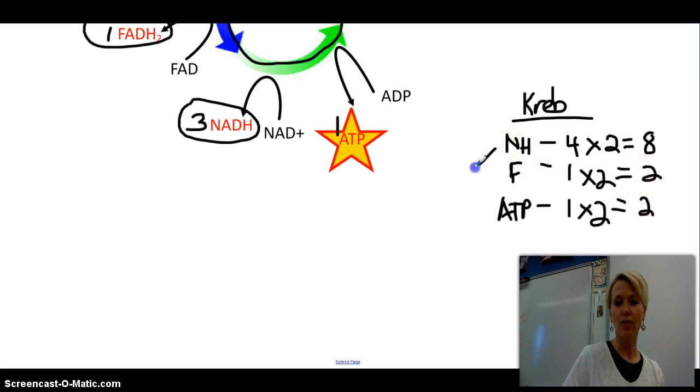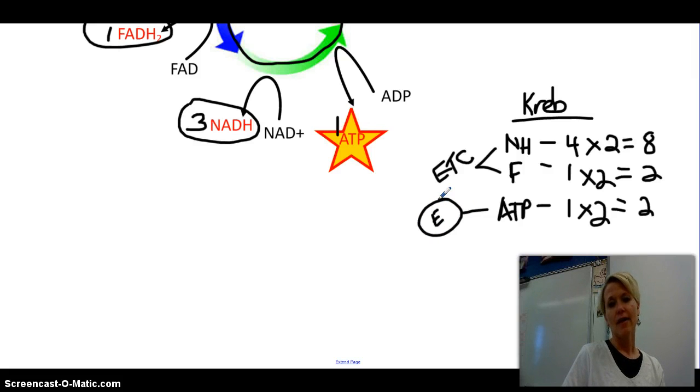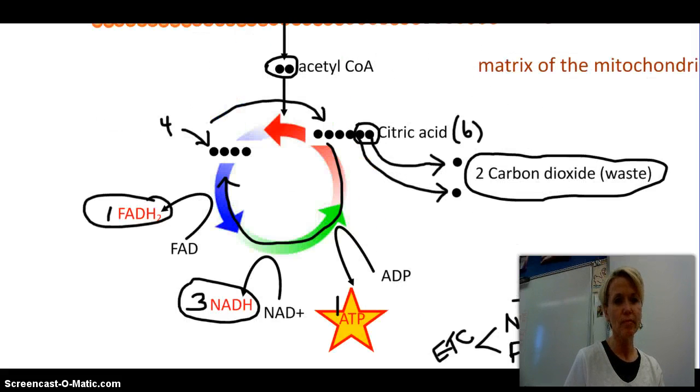These guys go to the electron transport chain. And this one is just used for instant energy. And then the carbon dioxides that we make go to waste. They're a waste product. There's something that's made, but we don't need it, so we give it away.